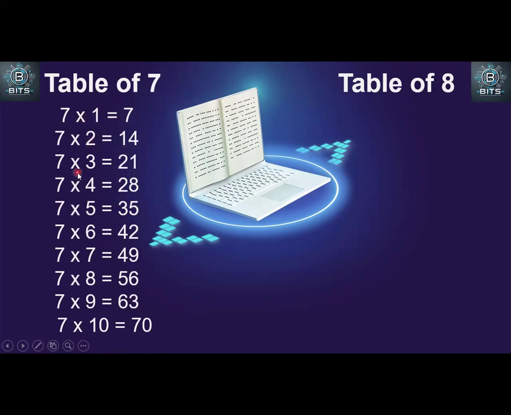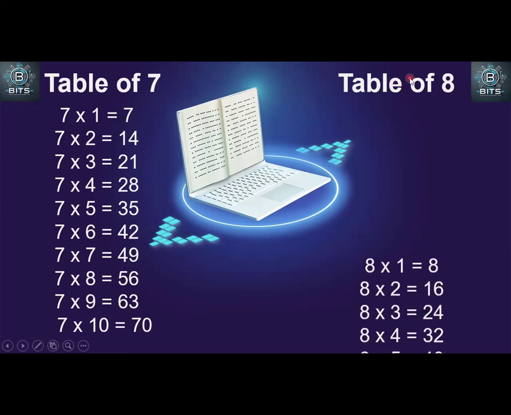Table of 7. Seven ones are 7. Seven twos are 14. Seven threes are 21. Seven fours are 28. Seven fives are 35. Seven sixes are 42. Seven sevens are 49. Seven eights are 56. Seven nines are 63. Seven tens are 70.